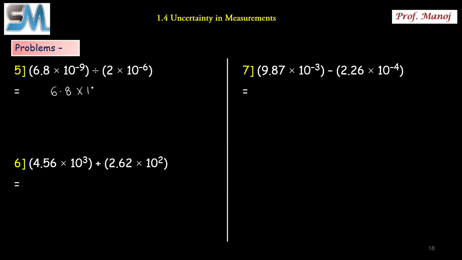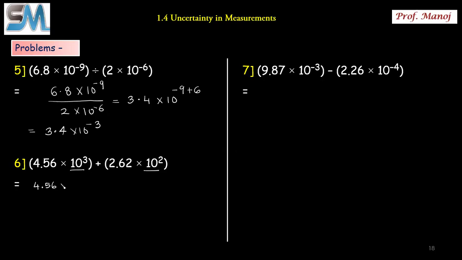So 6.8 into 10 raised to minus 9 divided by 2 into 10 raised to minus 6. So this will become 3.4, minus 9 plus 6. So this is 3.4 into 10 raised to minus 3. Once again, there is an addition, and you can see 10 raised to 3 and 10 raised to 2. So what can we make? Let us try a little different way now. Let us make this 10 raised to 3 as 10 raised to 2 and 10 raised to 1. I'm splitting the number.